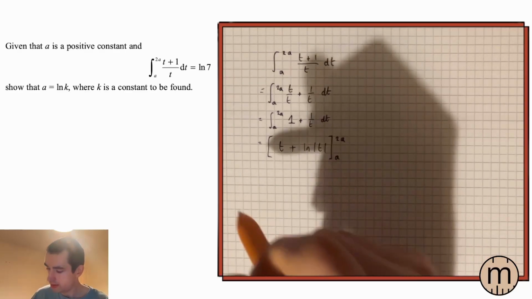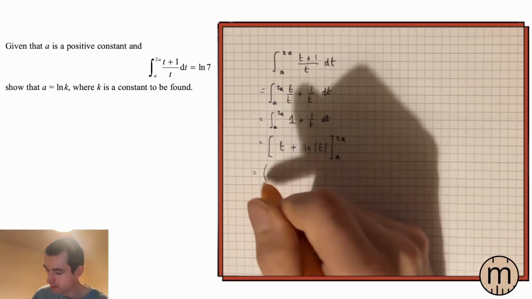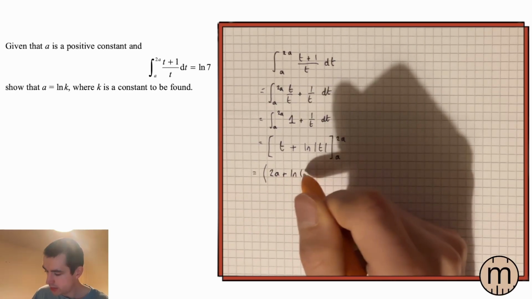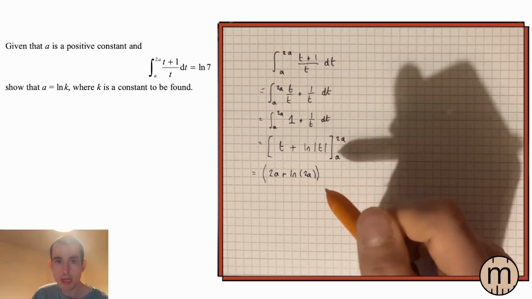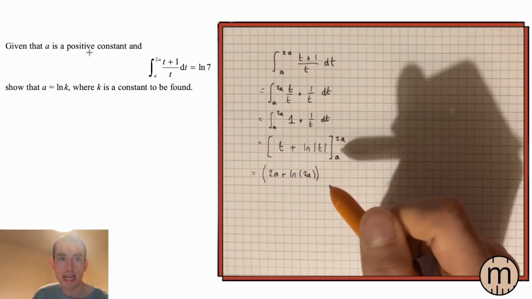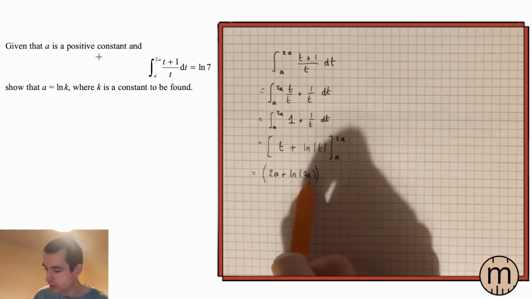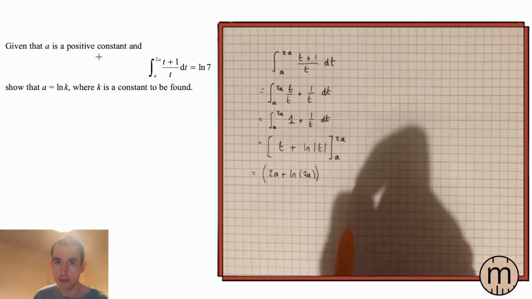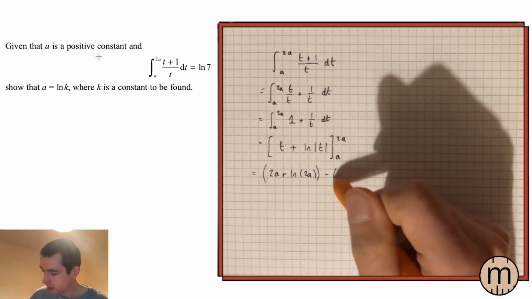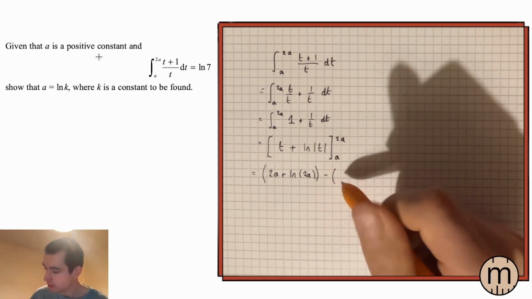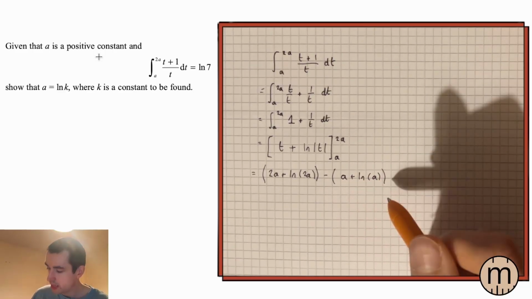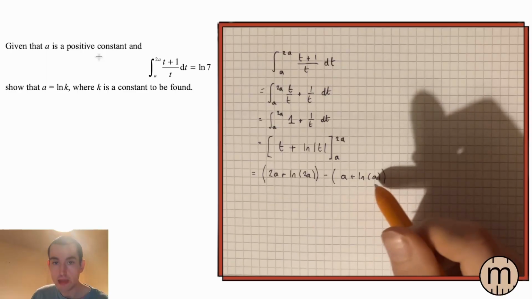Let's sub the limits in. Start with the top limit and then subtract the bottom limit. So 2a plus ln of 2a. If I go back to the question, it tells us a is positive, which means the natural logarithm here is going to be positive, so we don't need the modulus signs anymore. We're going to minus, let's sub in the bottom limit. So we're going to get a plus ln a. In the same way, you don't need the modulus anymore.